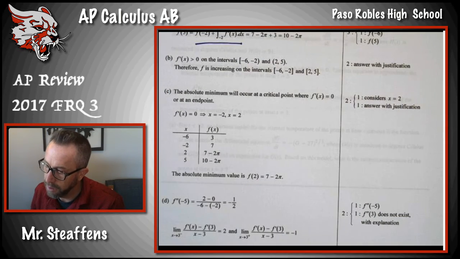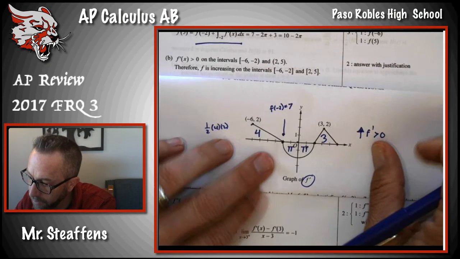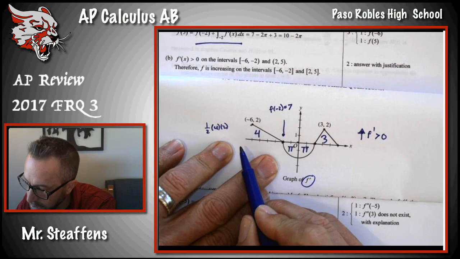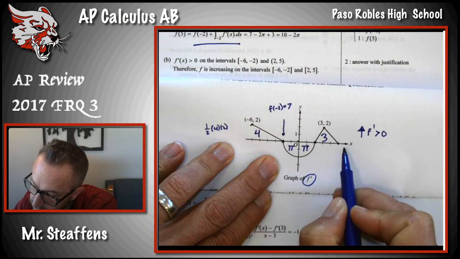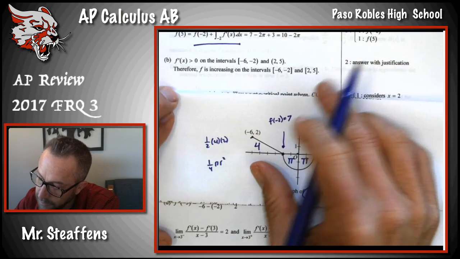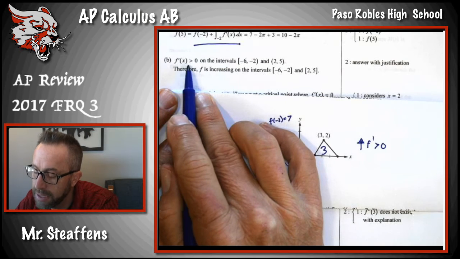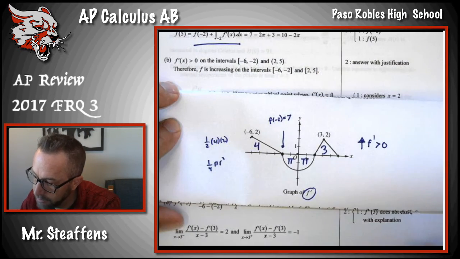There are my two intervals, everything from -6 to 2, and everything from 2 to 5. That's it. Oh, justification, sorry. Since f prime of x is greater than 0, that's the intervals where it happens. So it did ask for justification in the question.